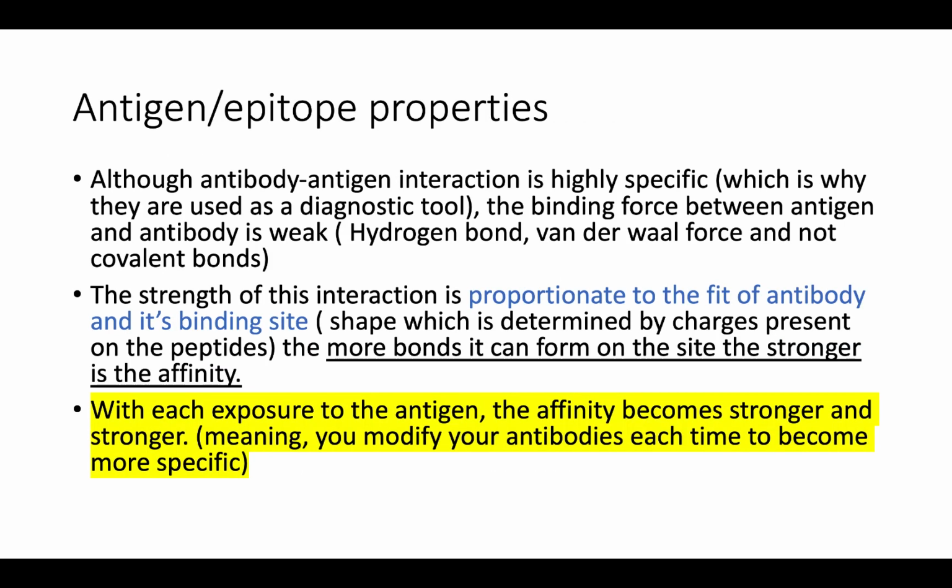So, antigen epitope properties. Although antibody-antigen interaction is highly specific, the binding force between them is sometimes not very strong, and this strength is proportionate to how well the antibody binds the antigen. Each time you meet this antigen, we modify our antibodies to become stronger and stronger, making more and more bonds against this antigen and making it more specific each and every time you meet it. So we have a fine-tuning mechanism.